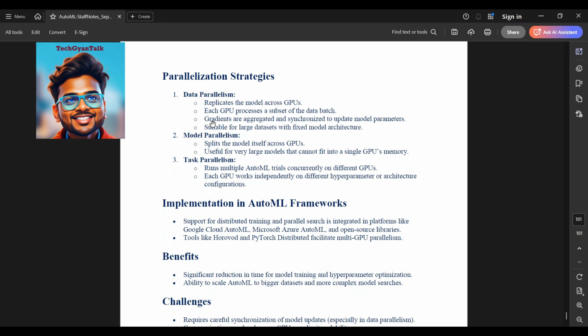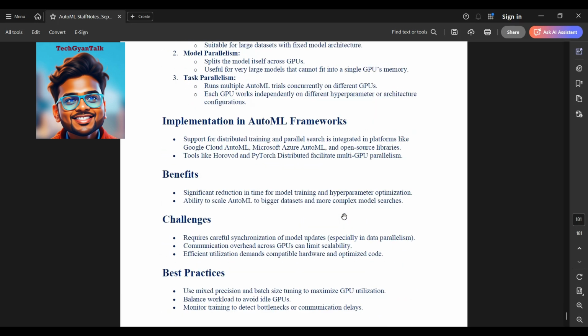What is data parallelism? It replicates the model across GPUs. Each GPU processes a subset of the data batch. Gradients are aggregated and synchronized to update model parameters, suitable for large datasets with a fixed model architecture. And model parallelism splits the model itself across GPUs, useful for very large models that cannot fit into a single GPU's memory. Task parallelism runs multiple AutoML trials concurrently on different GPUs, and each GPU works independently on different hyperparameters or architecture configurations.